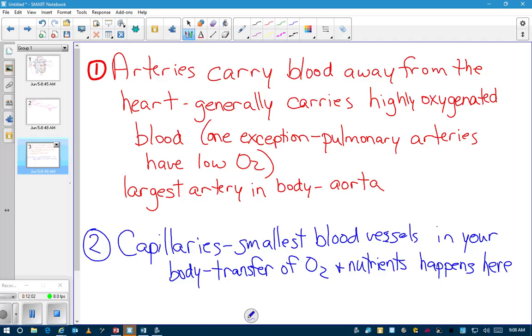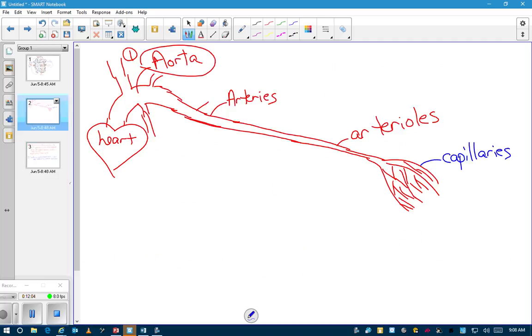Here. So if we go back up here, because that's where all of our transferring of oxygen and nutrients is happening, I'll change it to blue, which means low oxygen. So low oxygen happens here. So after the capillaries, that's when it changes to veins. So now we're traveling back to the heart. So arteries away from the heart, veins going back to the heart.